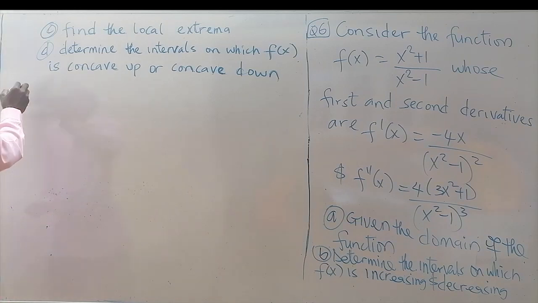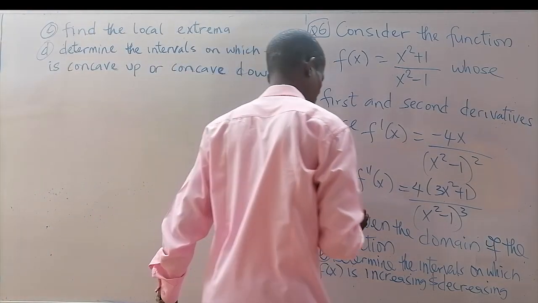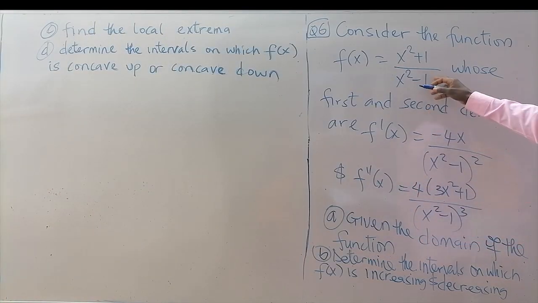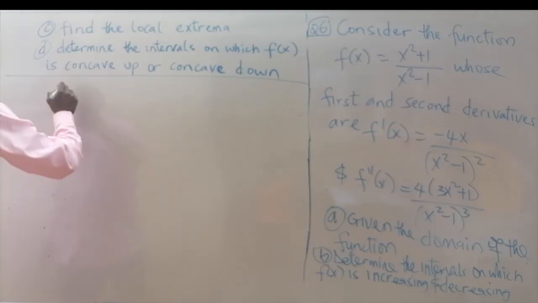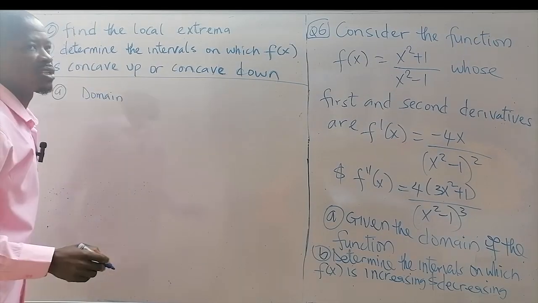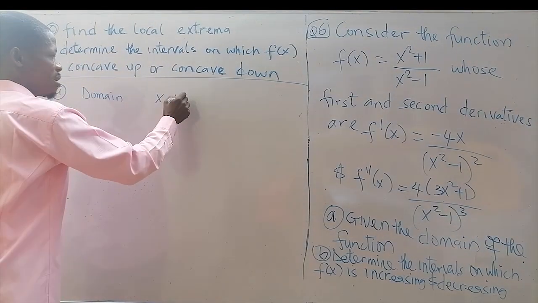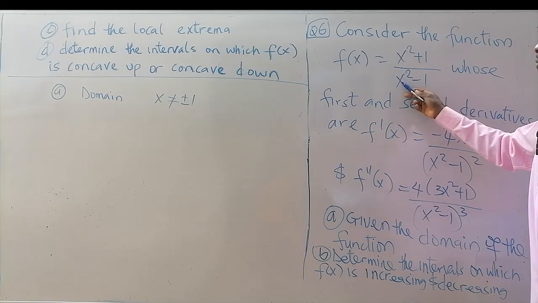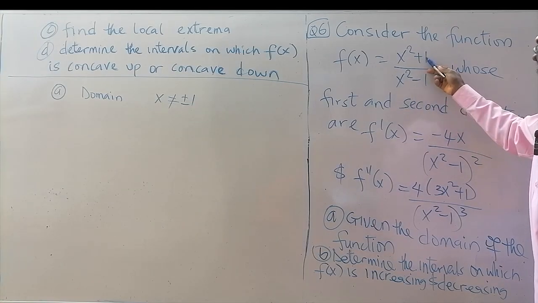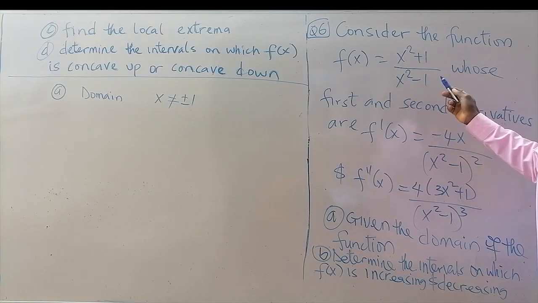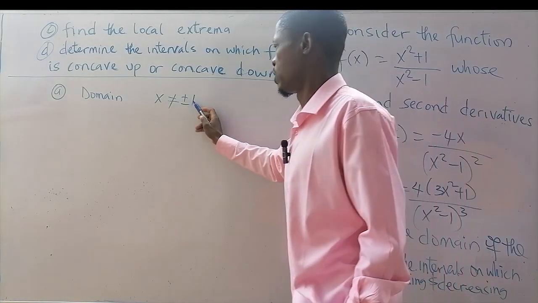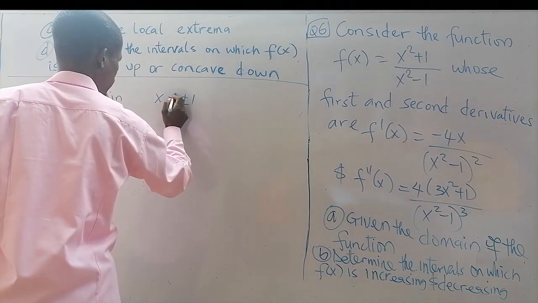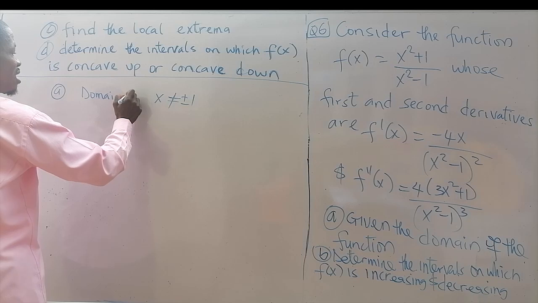The first one, the A part, the domain of f of x. If you check your f of x, the domain for A is all real values except plus or minus 1. If you put 1 there, the denominator will be 0, and anything divided by 0 is infinity. So all real values except this value. The domain is x not equal to plus or minus 1.